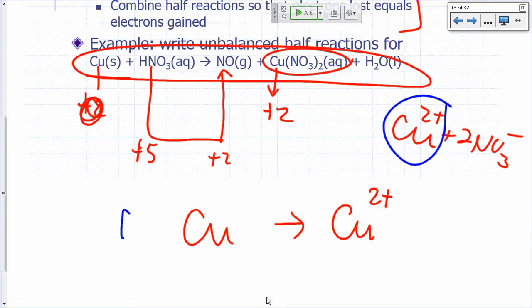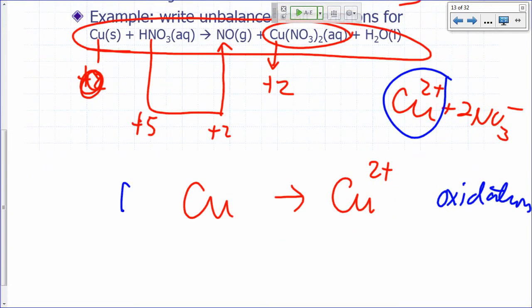And what do you call this half reaction? Oxidation or reduction? Going from 0 to +2, this is an oxidation, right? Increased oxidation number. In fact, we already saw that this was 2 electrons lost, right? So you know that you're going to have 2 electrons over here. And what's the other half reaction?